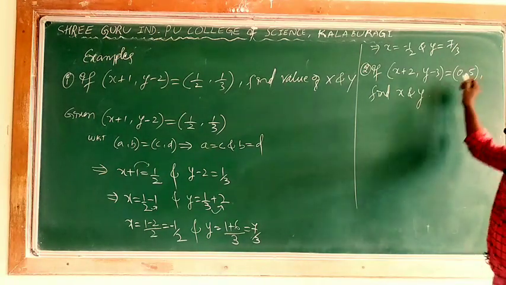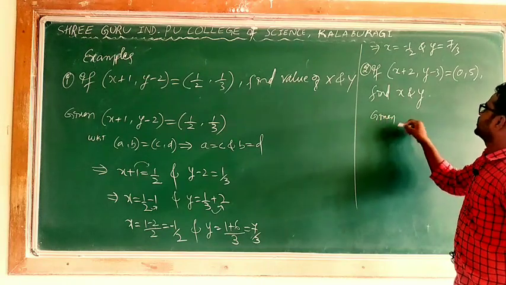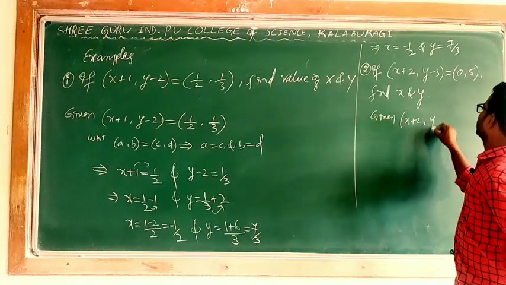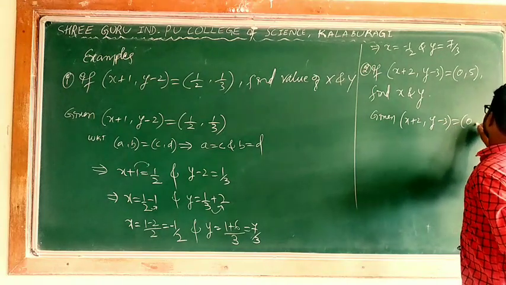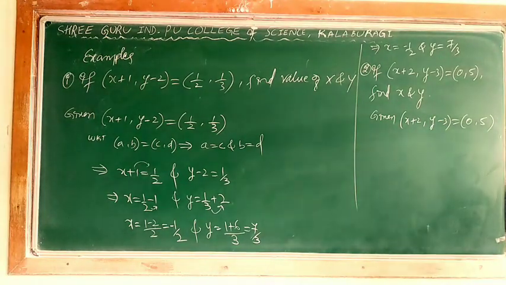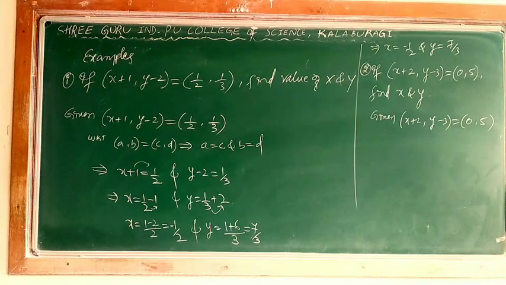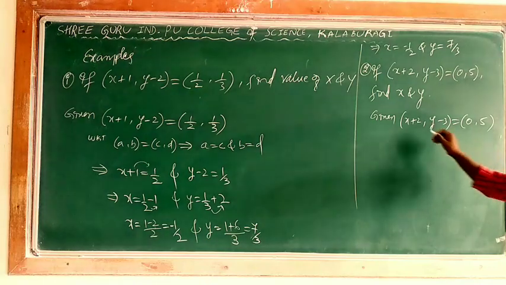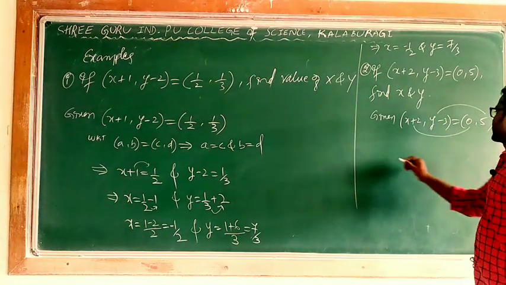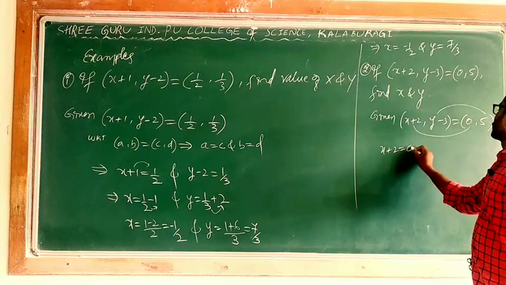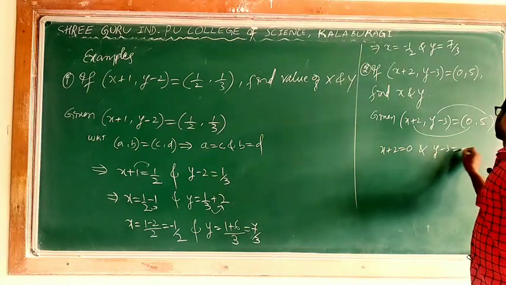Here these two ordered pairs are equal. What is given? (x plus 2, y minus 3) is equal to (0, 5). These two elements are equal, and these two elements are equal. So try to solve it yourself. Compare the first element with the first element, the second element with the second element, and you will get the answer. So x plus 2 is equal to 0 and y minus 3 is equal to 5.